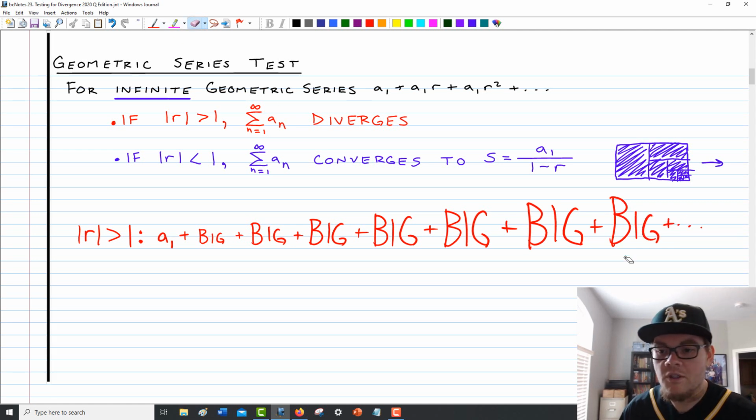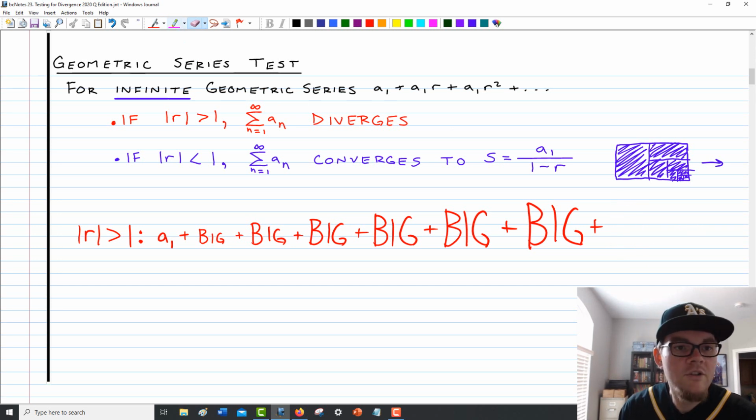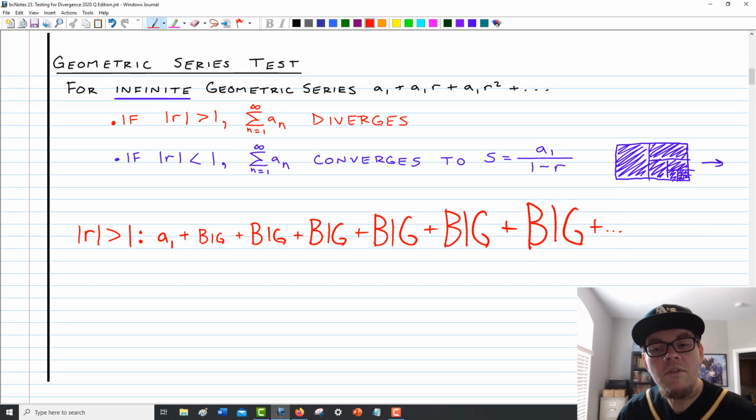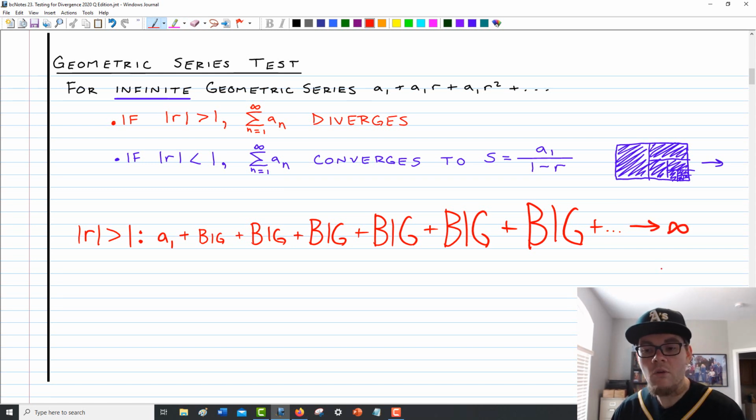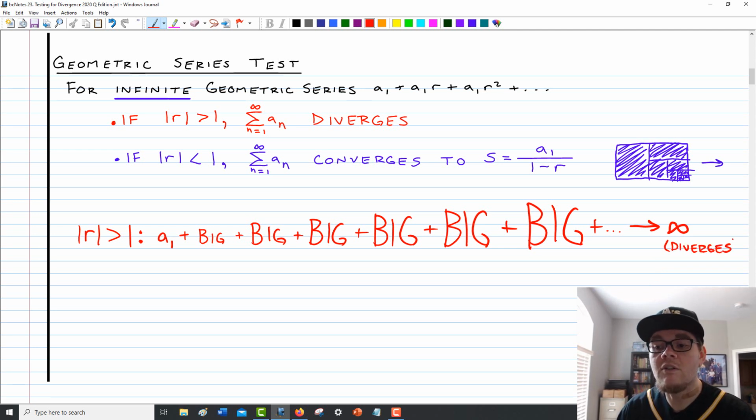that, well, okay, I've used too much space, I don't have room to write anything. But as you keep adding bigger and bigger things, even if they're alternating signs, what that does is it causes your sum to approach plus or minus infinity. In other words, it diverges. And that was kind of the entire thing we were looking for, was a criteria which we could use to determine if a geometric series diverges.